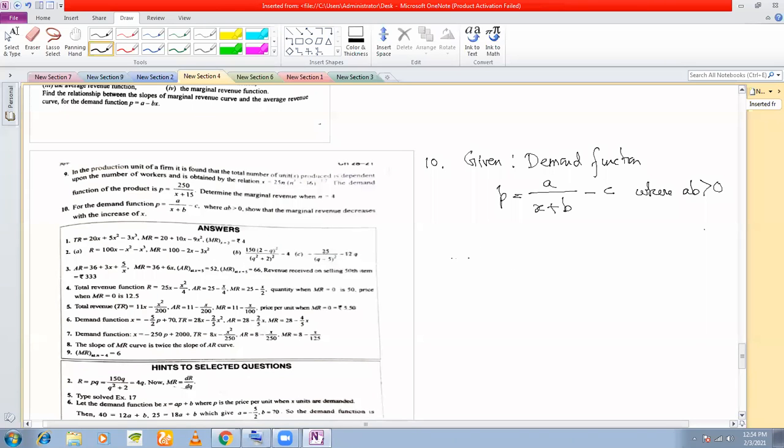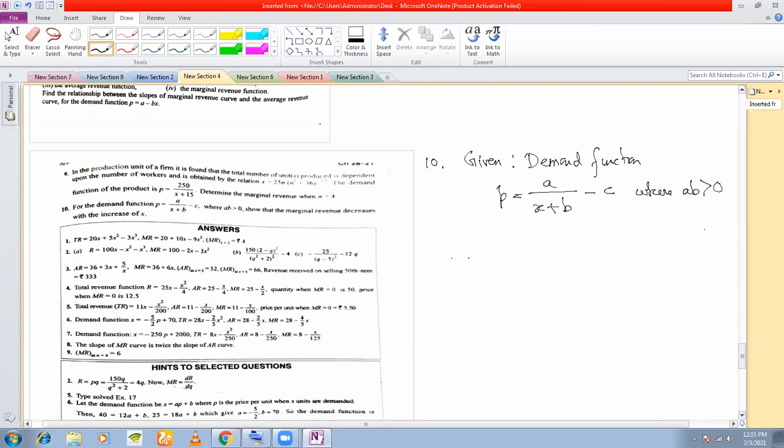What does this mean? Do you remember the last question we did for cost function when we were doing average cost and marginal cost? Marginal revenue decreases with the increase of X means marginal revenue is a decreasing function of X, right? That is what we need to show, isn't it? So what is the condition for decreasing functions?